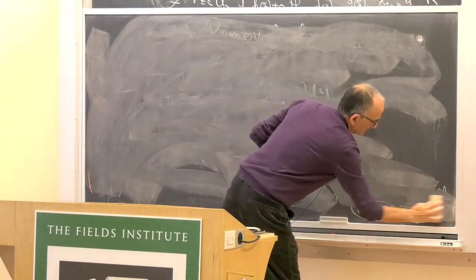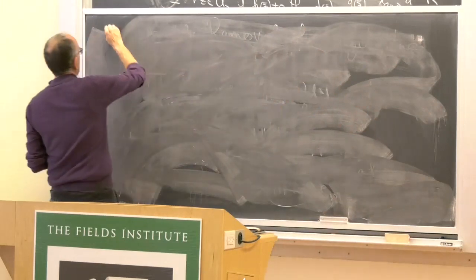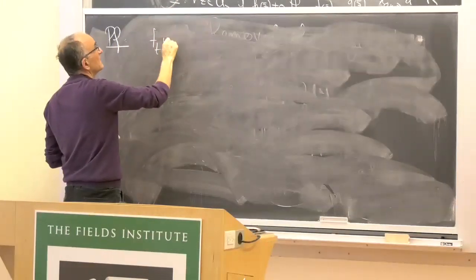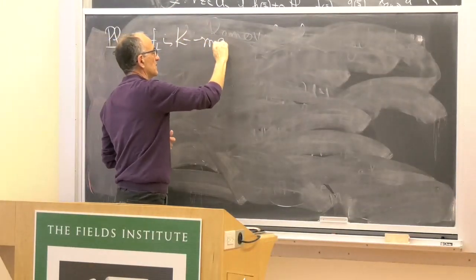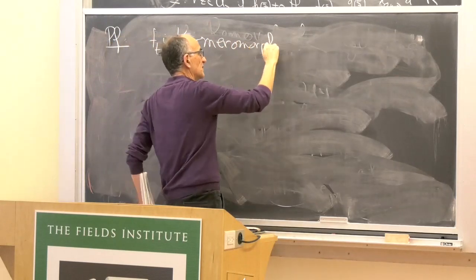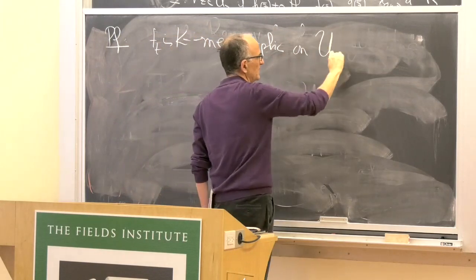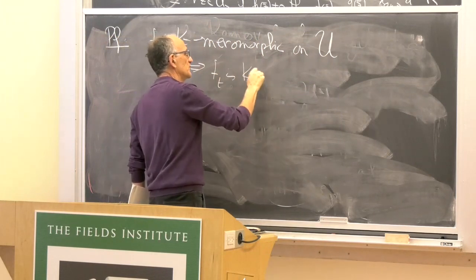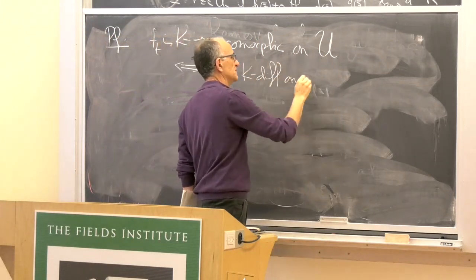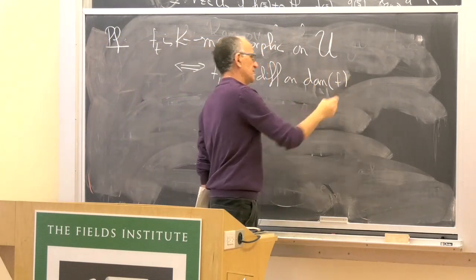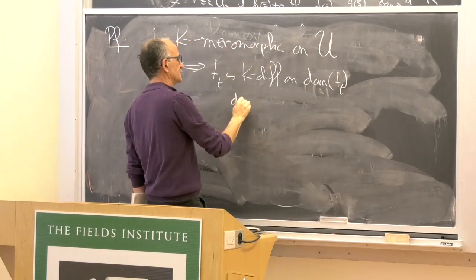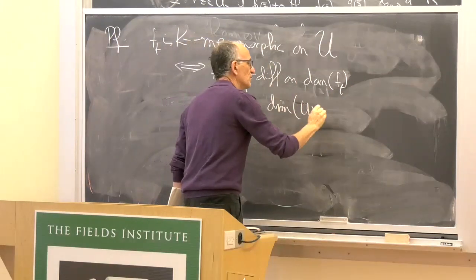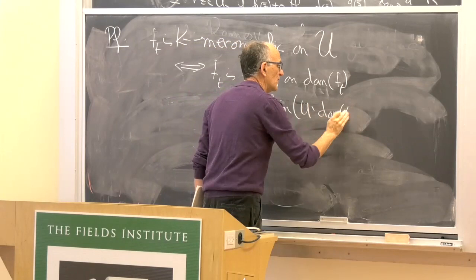All right, so the proof is just the set, right, that f_t is K-meromorphic on U, actually we could have done it on U_t, it doesn't matter, if and only if f_t is K-differentiable, which is definable, on its domain, and just the dimension of U minus the domain is small.